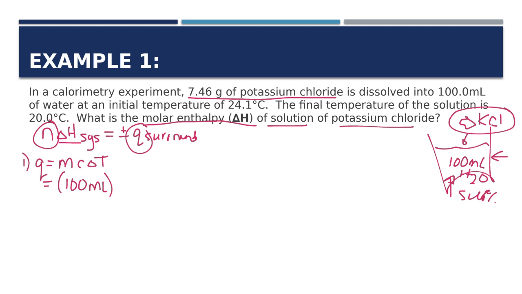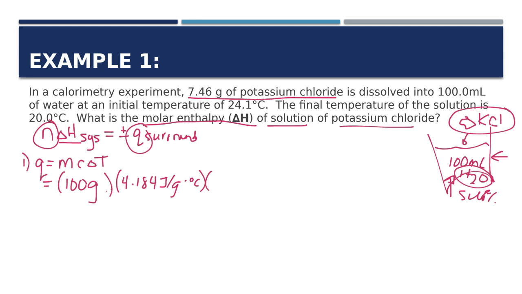But this is a solid, and when solids dissolve, the only density that is 1 gram per mil is water, okay? Not any other kind of solid. So we have 100 mils of water, and then we remember that that's also equal to 100 grams. So I'm just going to change that and put in grams there. Now, my C is specific heat capacity of my surroundings, which is water. So 4.184 joules per gram degree C.